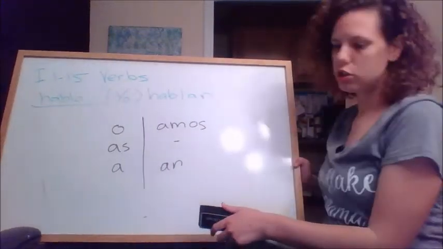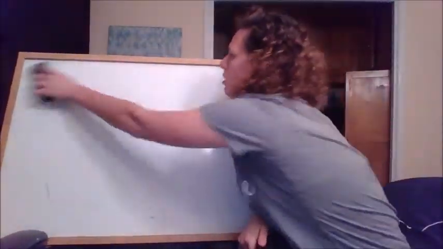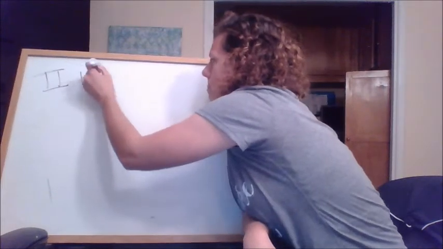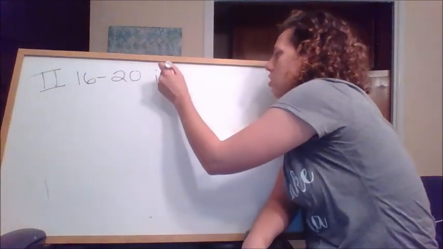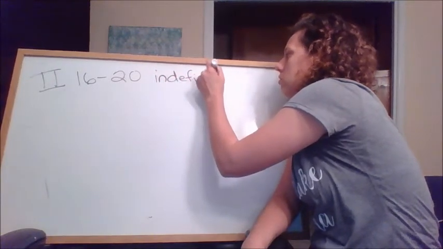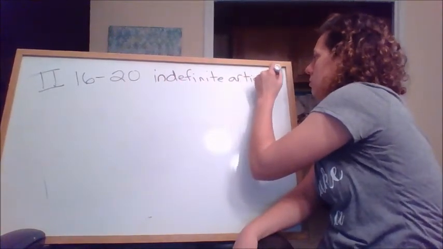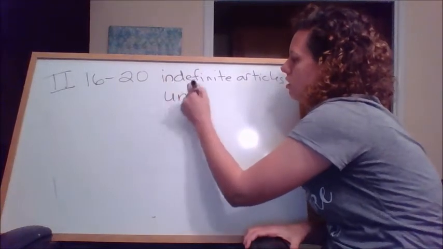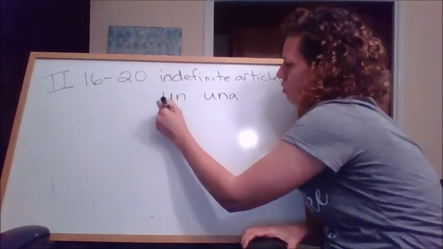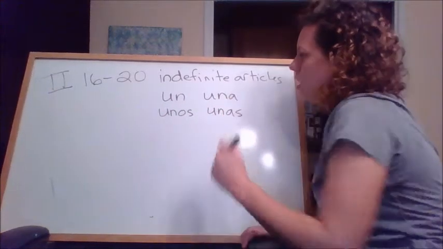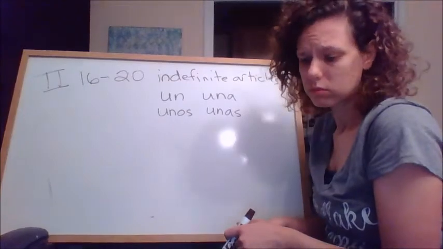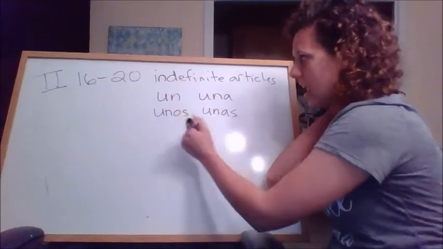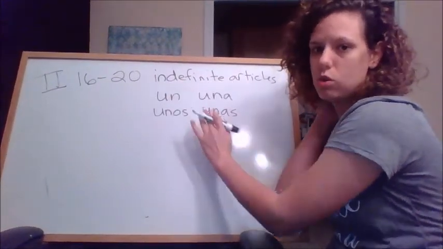Okay. Section 2 is 16 to 20. This is dealing with indefinite articles. Remember that indefinite articles are a or an in English, which means that they are un, una, unos, and unas in Spanish. So I've given you a noun. It says write the indefinite article that matches the noun. So it doesn't give you this as a hint. You just need to remember that indefinite is un, una, unos, unas.